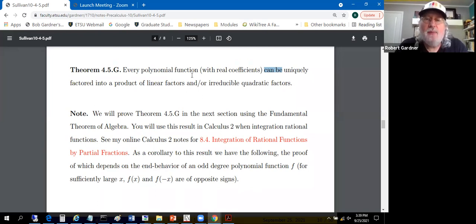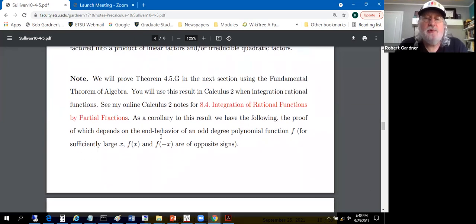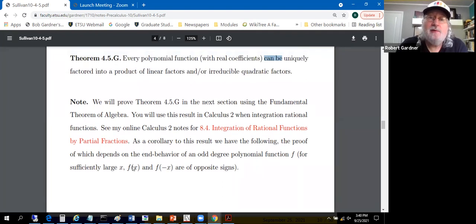This fact that you can take a polynomial and write it as a product of linear factors and irreducible quadratics. This is pre-calculus. You will see this in calculus 2 when you do something called integration of rational functions by partial fractions. You'll use the factoring of the denominator of a rational function. You know what a rational function is, the quotient of polynomials. You'll take that denominator and you'll factor it. You'll factor it into linear factors and irreducible quadratics. And that will be doable because you'll be doing textbook examples.